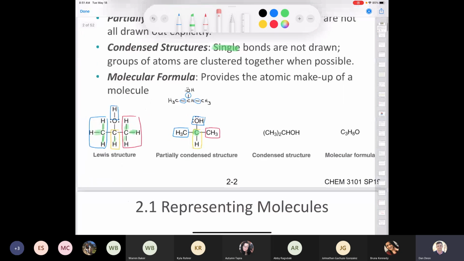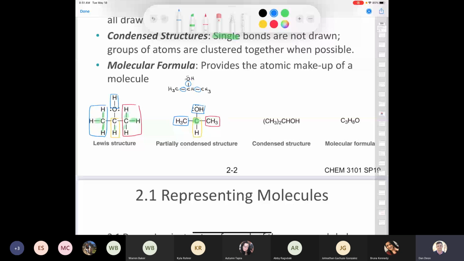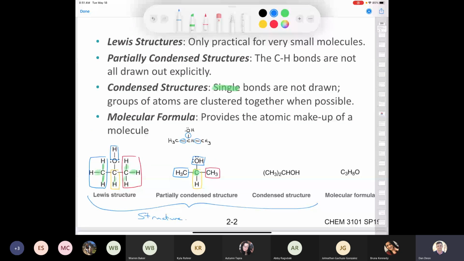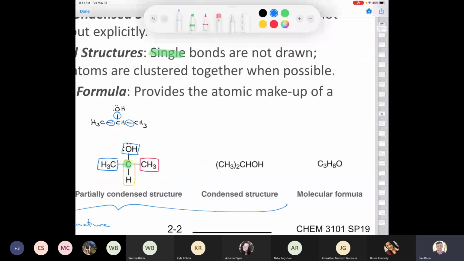Now, what's great about Lewis structures, partially condensed structures, and condensed structures is that they give us information about the structure, right? They tell us about the structure. In fact, if you look at their names, they all have structure in them. If you look at what's called a molecular formula, which you also would have looked at Avogadro's number of times in general chemistry to calculate molar masses, a molecular formula doesn't tell us anything about the structure of the molecule, right? It doesn't tell us anything at all.